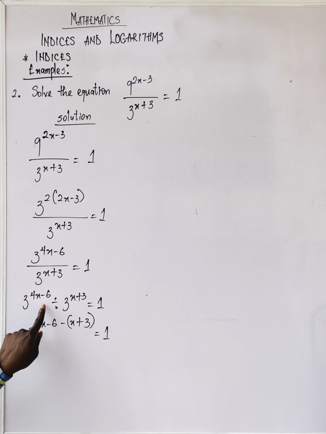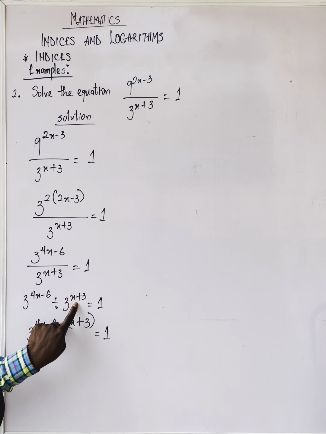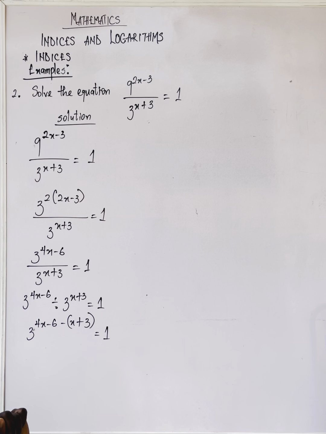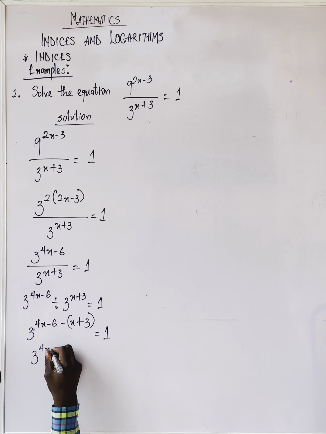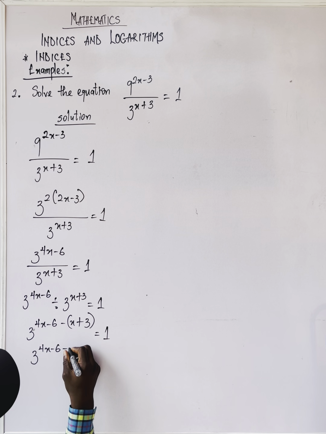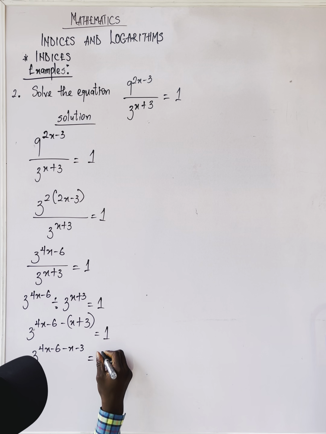If it is division, we subtract their powers. This is 4x minus 6, then minus. You have to put this in a bracket. If you fail to put it in a bracket, you have the wrong answer. That will be 3 to the power of, in brackets, 4x minus 6, minus times x is minus x, minus times 3 is minus 3, all equals 1.